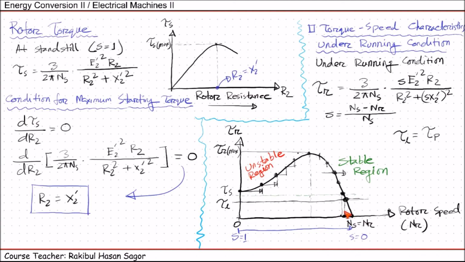So we have understood that motor can run stably in this region, but motor cannot run stably in this region. Rather, for switching on, the motor will follow this path, and when we switch off the motor, it will keep decreasing the speed. In this way, following this path, it will come to this standstill condition.